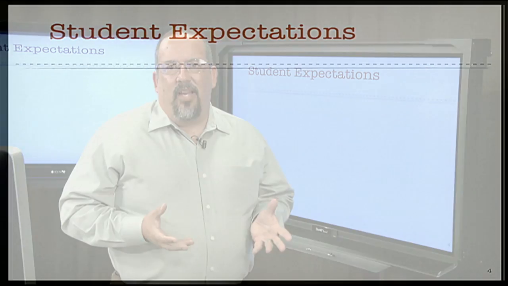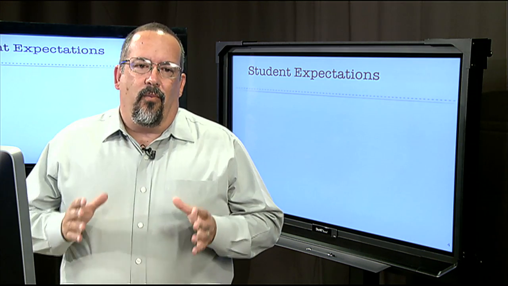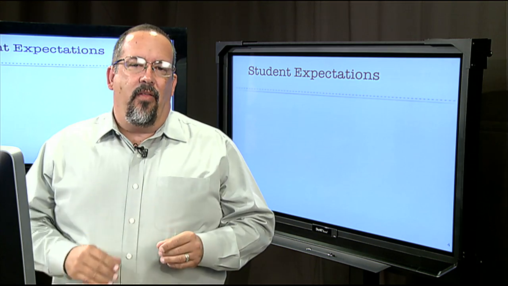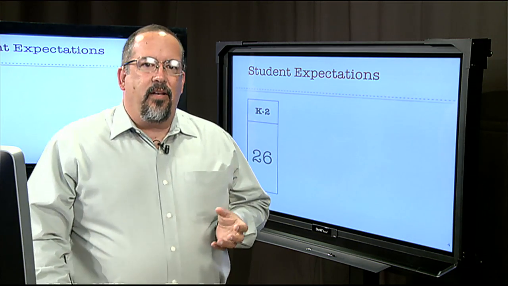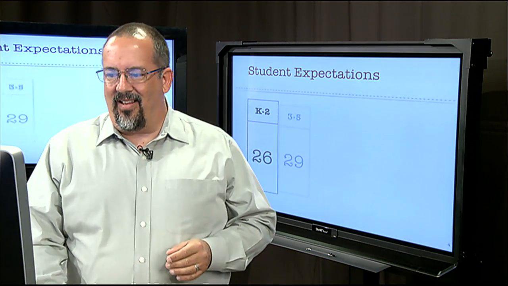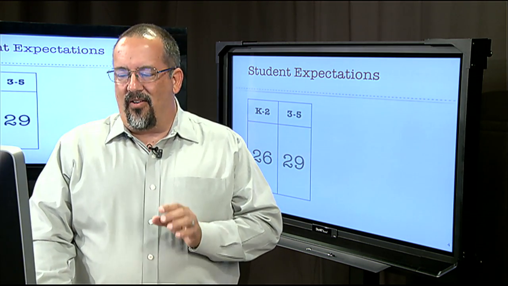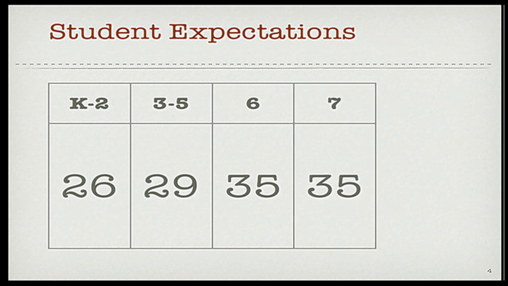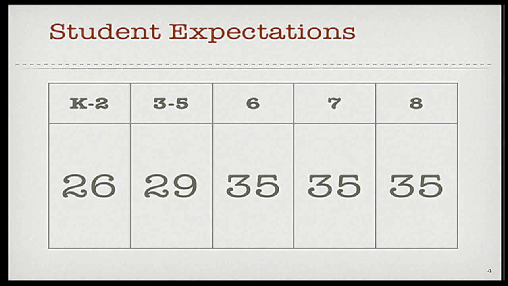So let's look at student expectations. Earlier, we looked at how the student expectations are written. Now let's look specifically at how many there are at each grade level. From K to 2, there's 26 student expectations. And you're going to start noticing a little trend here. In 3 to 5, there's 29 student expectations. In 6th grade, there's 35. So you notice that at each chunk of the technology application TEKS, the number of student expectations increases until we get into middle school. Then the 6th, 7th, and 8th grade all have 35 student expectations.